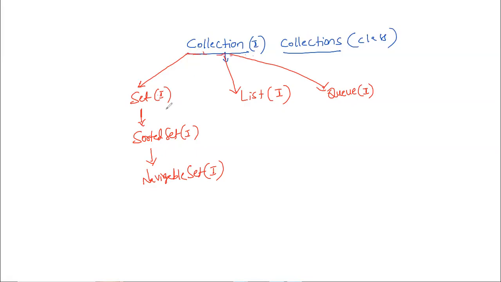Collection is a parent interface and the 5 child interfaces. Then the next interface, which is not a child of collection, map. And what are the child interfaces of this map? Sorted map, same as this one, just for remembering, I'm comparing. Sorted map, and then followed by navigable map.